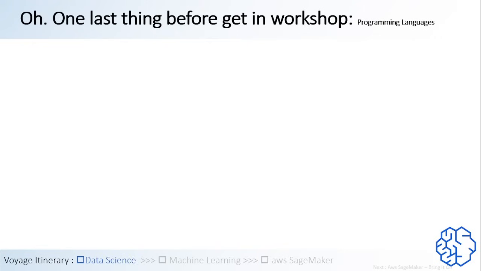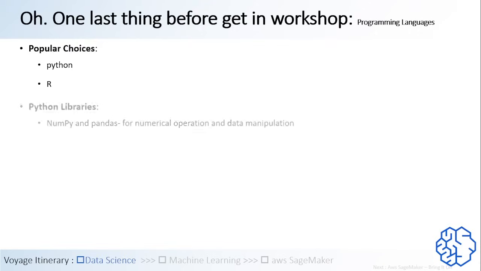Oh, one last thing before we get into the workshop: programming languages. We have to pick some tools before we get into it. The most popular choices of programming language in machine learning are Python and R. We are going to focus more on Python. I'm not an expert in R, but I believe that almost whatever you can do in Python, more or less those capabilities you can do in R. And these days there are more options of programming languages, but Python remains by far the most popular language for doing machine learning and generative AI.